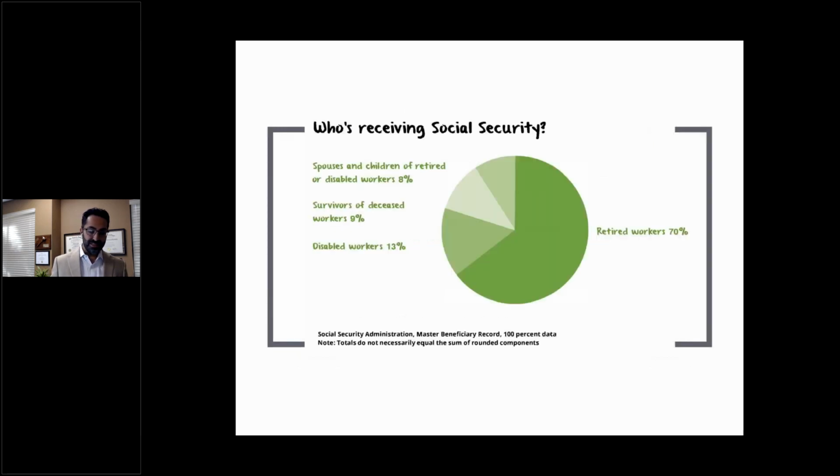And as you can see from this chart, not only do retired workers receive Social Security benefits, the Social Security system also has disabled worker benefits, and benefits for spouses and children of either retired or disabled workers, and also survivors of deceased workers as well. So as you'll see, only 70% of benefits paid out by Social Security are for retirees. 30% are paid out for other survivors or disabled individuals.